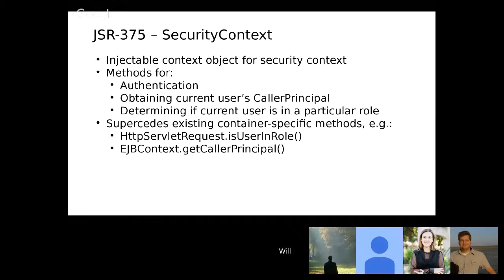The security context has methods for authentication. That's a servlet-based method only, but the idea is that it's a standard way of calling authenticate rather than calling directly to the servlet context. There's also a method for getting the caller principal and determining if a user's in a role. Those are analogous to existing calls in the servlet container and the EJB container and elsewhere. But the idea, again, is to make it injectable and to have common syntax across containers. So those are some of the methods that it supersedes.